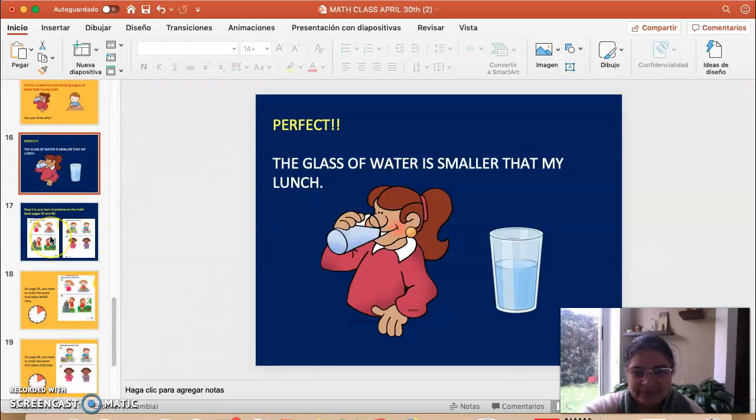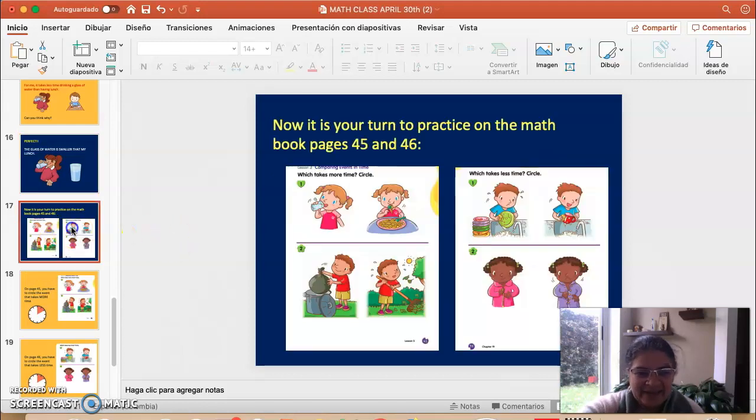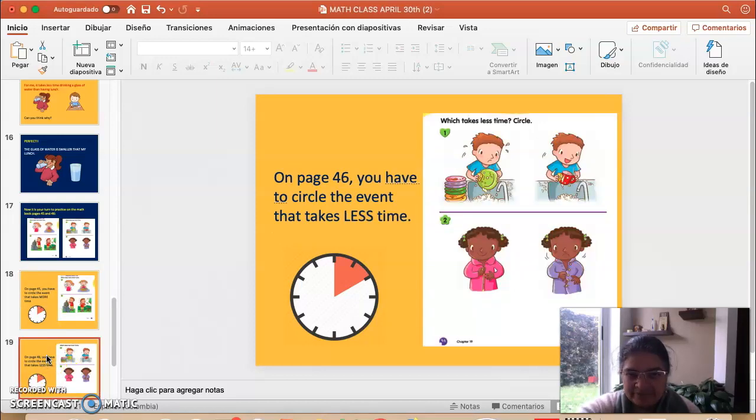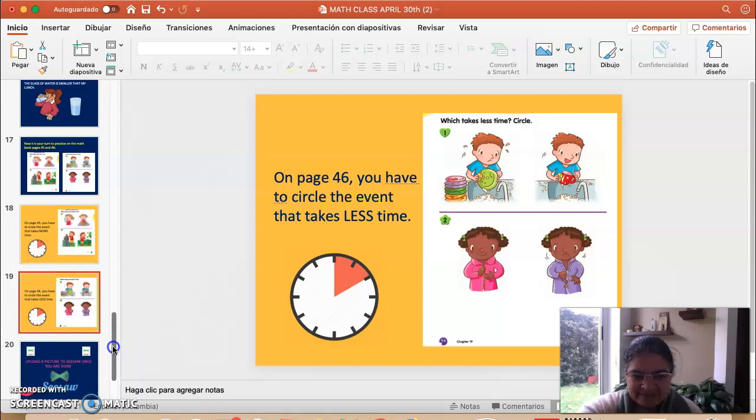Now, look, yeah. Now, what are you going to do? You are going to work in your math book and pages 45 and 46. On page 45, you are going to circle the activity that takes more time. More time. Page 45, circle the activity that takes more time. And on page 46, you are going to circle the event that takes less time. Less time. Okay? Now let's see.